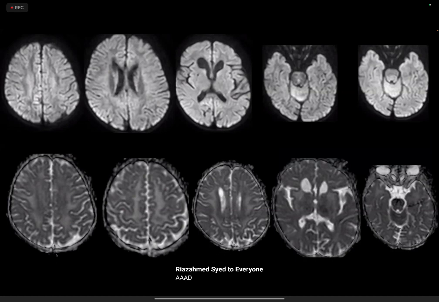Okay, I have diffusion and ADC sequences over here. You can appreciate that there are confluent white matter abnormalities in the periventricular deep white matter. Possible cystic foci out here, adjacent to the right frontal horn. The lateral ventricles are slightly prominent, especially on the frontal aspect. There is some reduction in the white matter volume, especially in the posterior aspect.